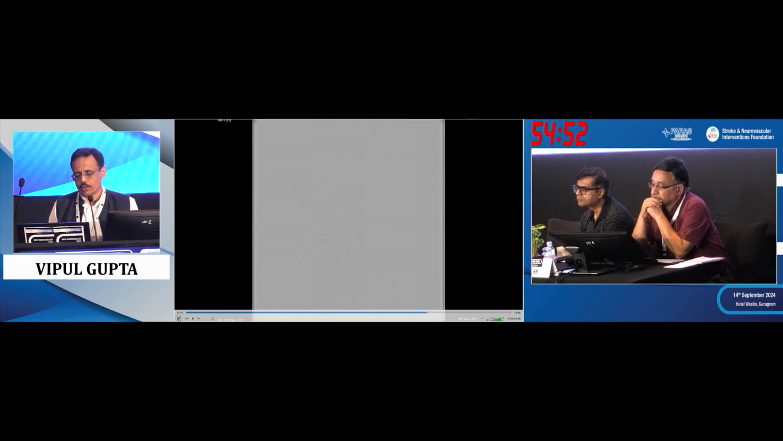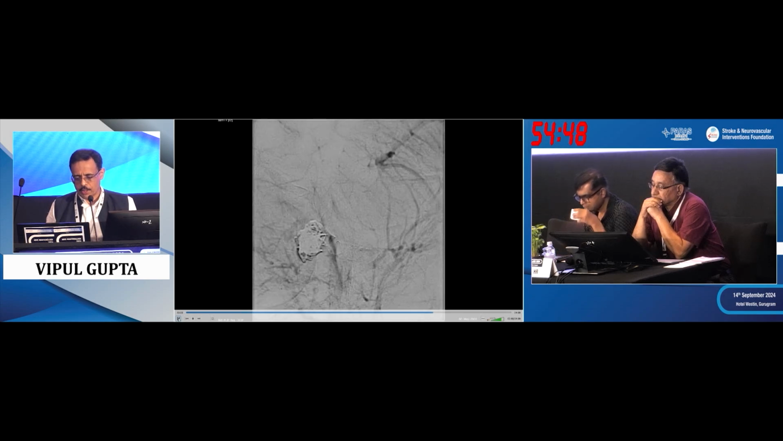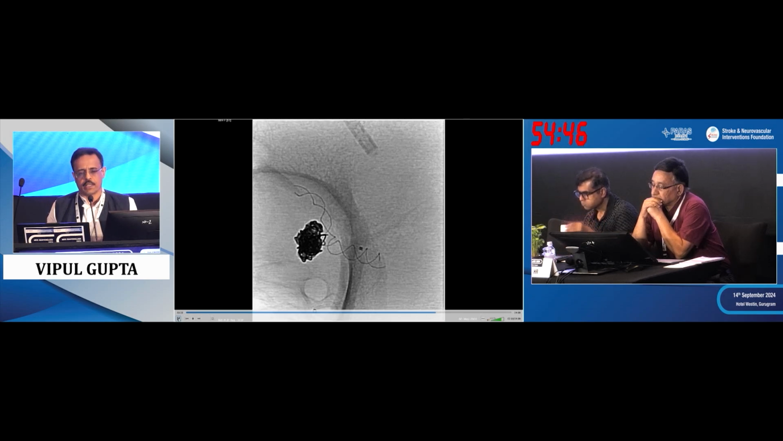As usual, we are loaded with Prasugrel preoperatively. Some filling of the aneurysm at the base, but we were hopeful as the heparin will go off, it will thrombose further.